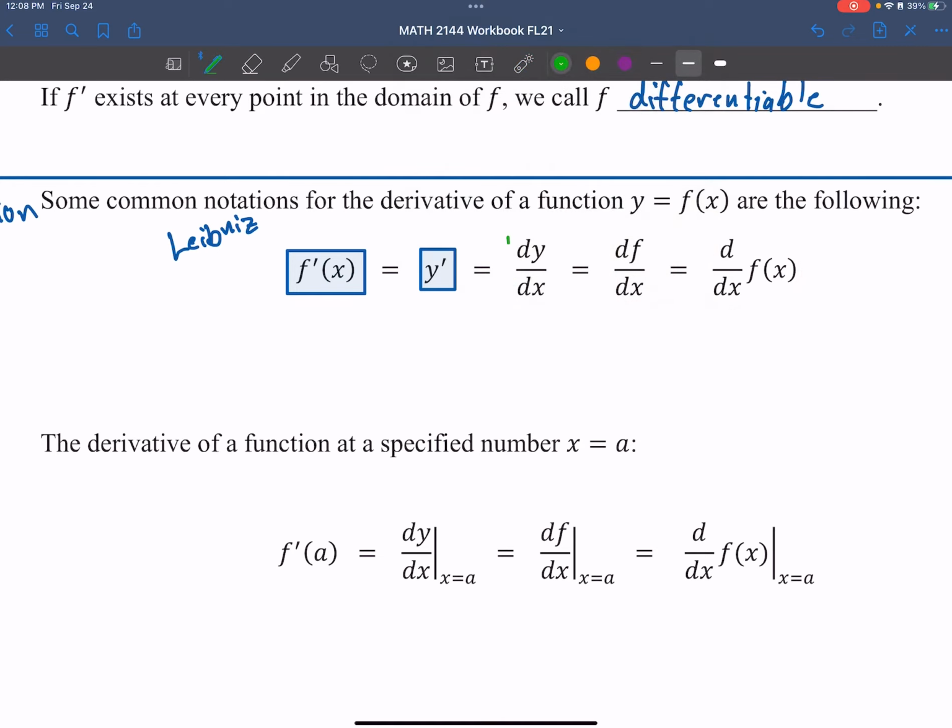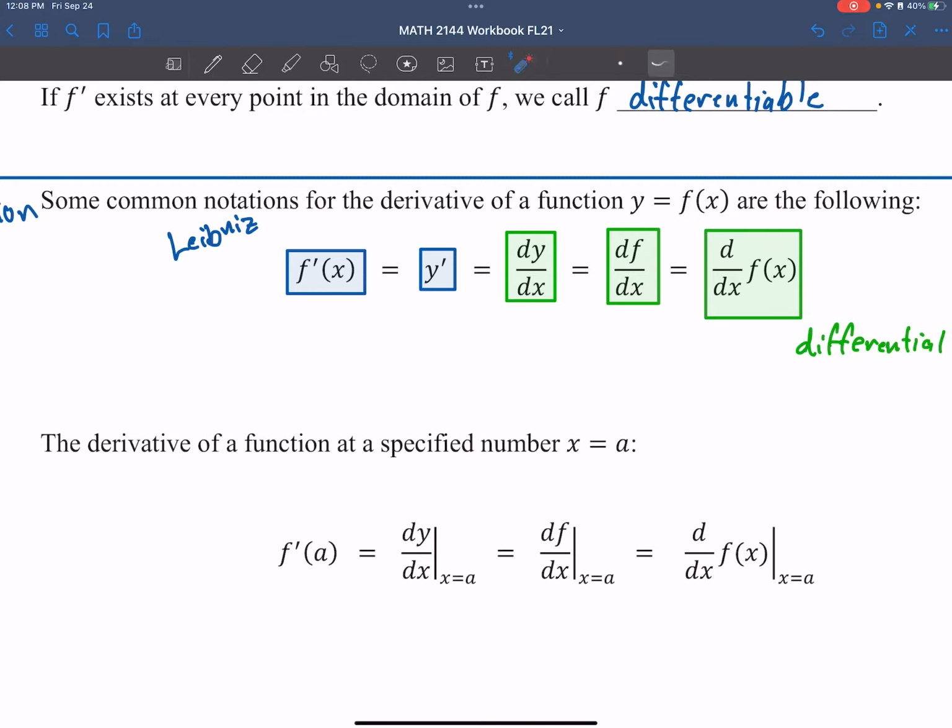But these mean the same thing. Whether we're using the prime notation or this differential notation, they are all equivalent in what they're telling us to do. This one is saying, let's go ahead and find the derivative of f of x. And of course, remember, f of x is the same as y. So this is y prime.